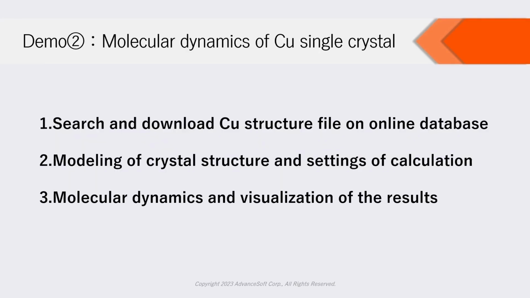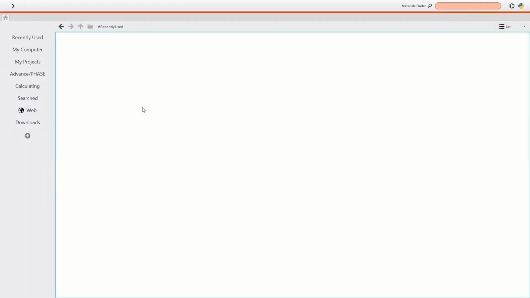Firstly, I search and download copper structure file from the Materials project, an online database. Secondly, I edit crystal structure and set calculation conditions. Finally, I execute molecular dynamics and visualize the results. In this calculation, we heat the system from 10 Kelvin to 3000 Kelvin and then keep the system at 3000 Kelvin.